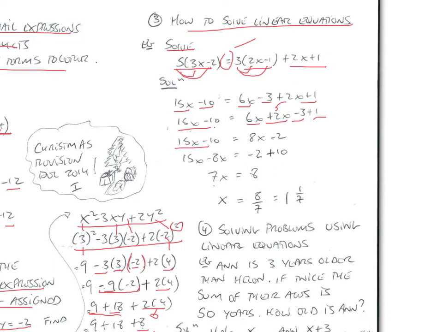So 15x minus 10 equals 8x minus 2. The 8x crosses the bridge and becomes minus 8x, and the minus 10 hops over here and becomes plus 10. So we have 15x minus 8x is 7x, minus 2 plus 10 is 8. Therefore, divide both sides by the coefficient of x. Divide both sides by 7, and we get x is equal to 8 over 7. Or x is equal to 1 1/7.